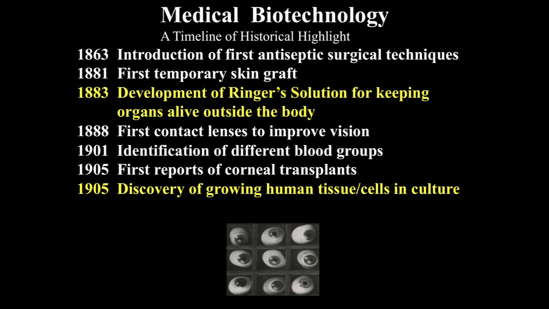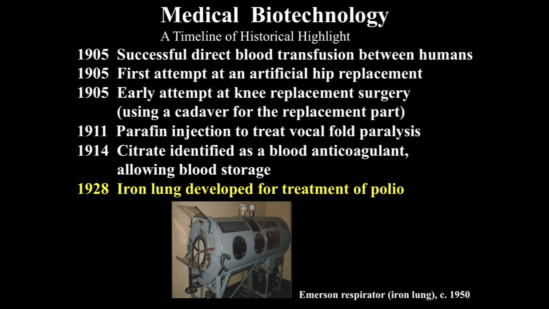1883, the development of Ringer's solution that kept organs alive outside the body. So 1883, already setting up a situation for organ transplantation. 1905, the discovery of growing human cells and tissues in culture. So this has been a long-standing developmental progression.